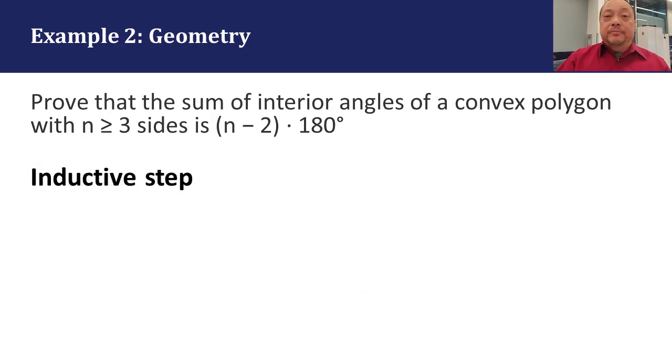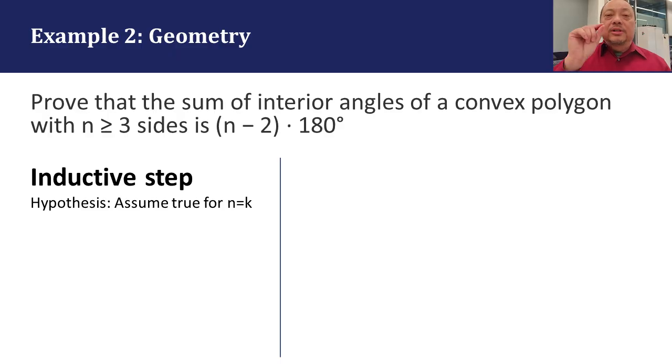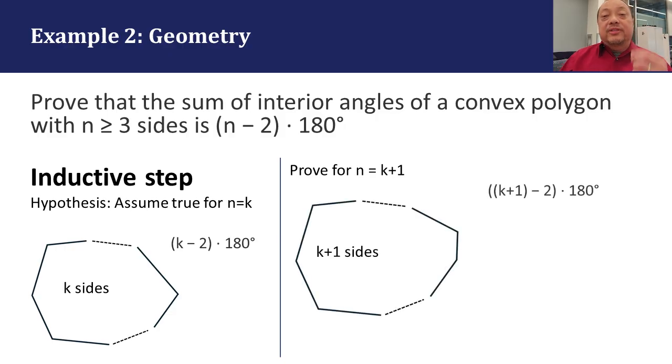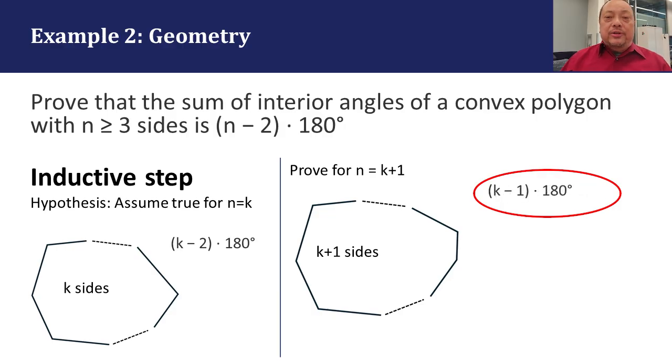Now the inductive step. First, the hypothesis. Assume that the formula is true for n equals k. For a convex k-gon, the sum of the angles is equal to k minus 2 times 180 degrees. We will prove it for n equals k plus 1. That means for a convex k plus 1 polygon, the sum of angles is k plus 1 minus 2 times 180 degrees. Just plug in k plus 1 in place of n. Simplify the algebra: k plus 1 minus 2 is k minus 1, so k minus 1 times 180 degrees.